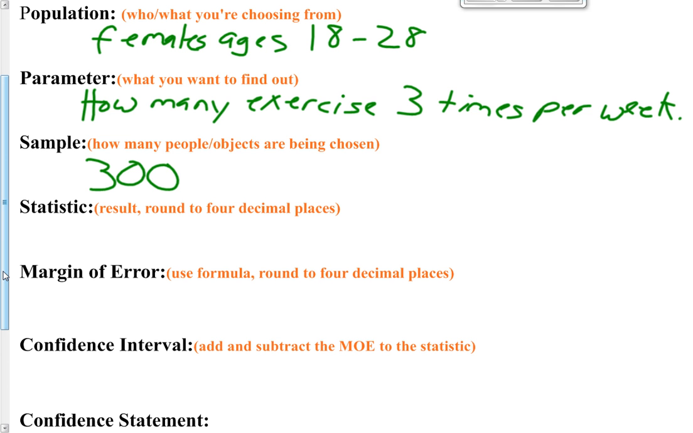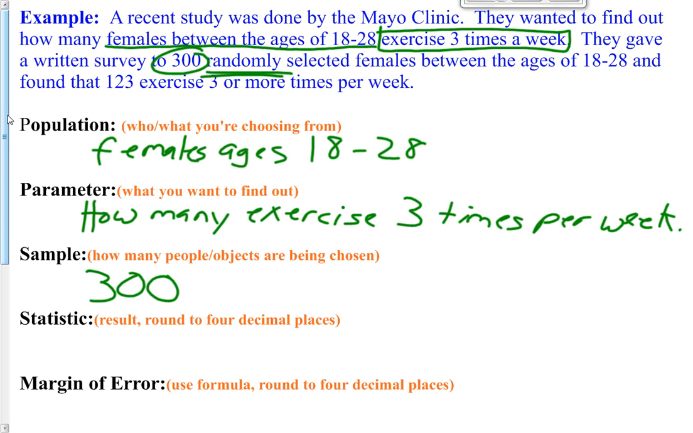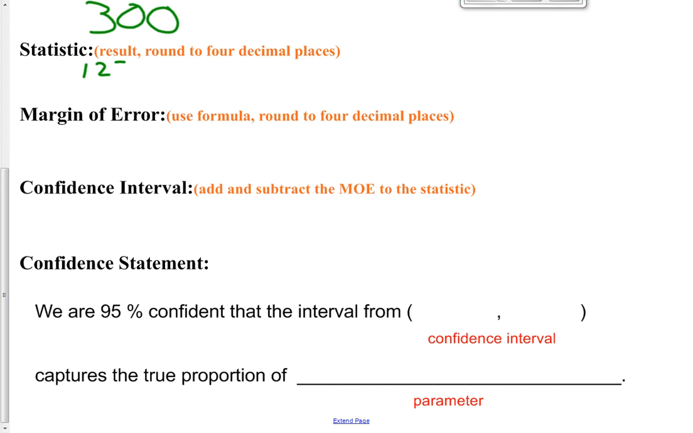Here we go. Our statistic, round to 4 decimal places. Our statistic is what we know to be true of our sample. Remember how the sample always goes with the statistic. So we know that in our sample, 123 exercise 3 times a week. So 123 divided by the total is going to be our statistic. If you take 123 and divide it by 300, round to 4 decimal places, which in this one is 41%, or 0.4100 as a decimal. When you take 123 divided by 300 in your calculator, you get 0.4100.